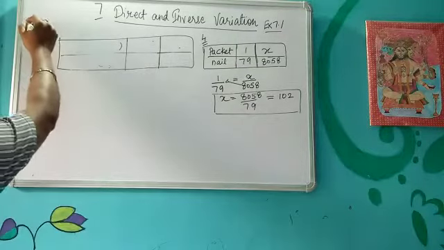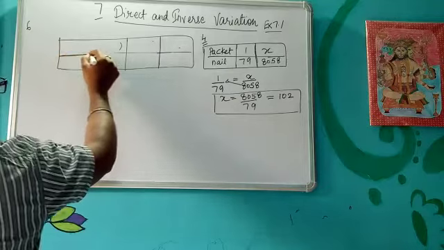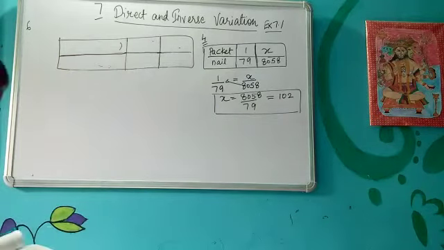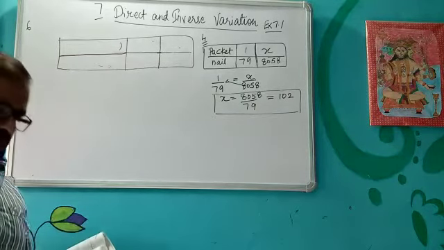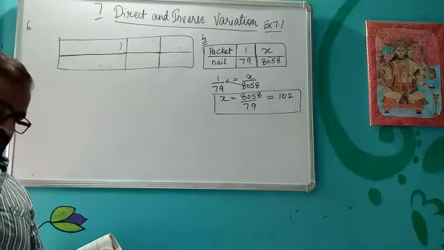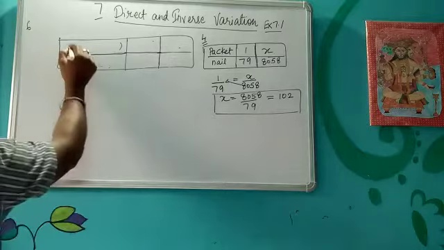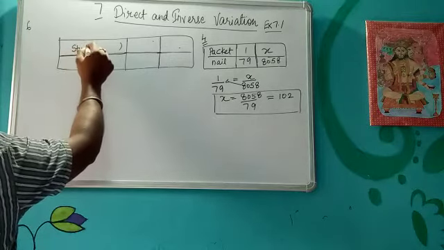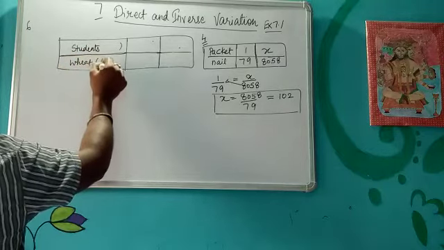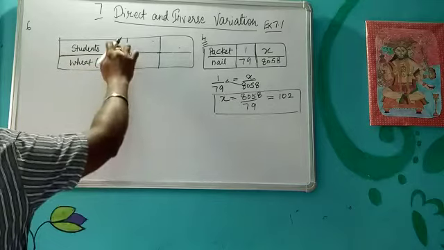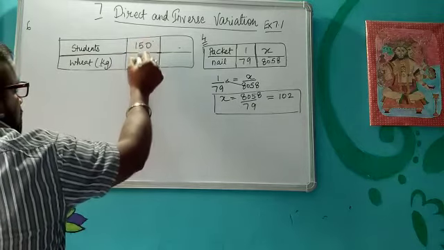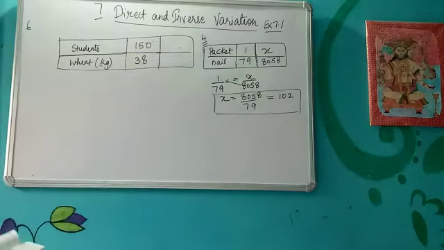Then see question number 6. Again we will identify the variables in this question. What variables will be there? The daily consumption of wheat in a hostel of 150 students is 38 kg. So our variables will be students and wheat. Wheat is in kg. So when 150 students were there, 38 kg of wheat was used.